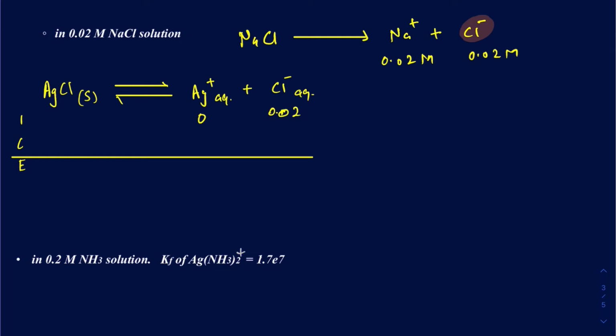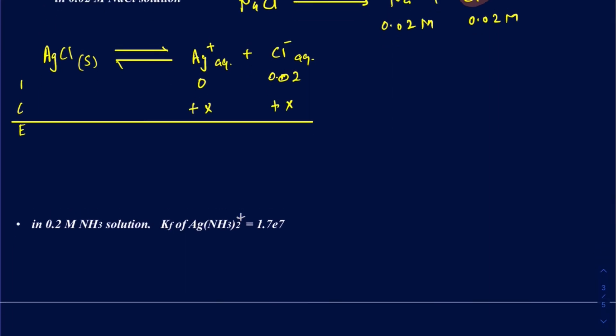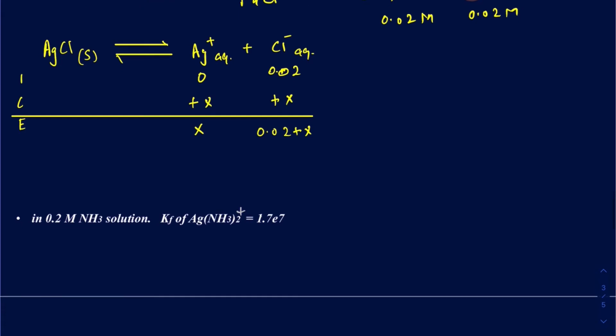So then I can say, okay, I'm going to be making X amount of this Ag plus and plus X amount of the Cl minus. So at equilibrium, I'll have X here and 0.02 plus X here. And then the rest of the stuff is still going to be very similar.